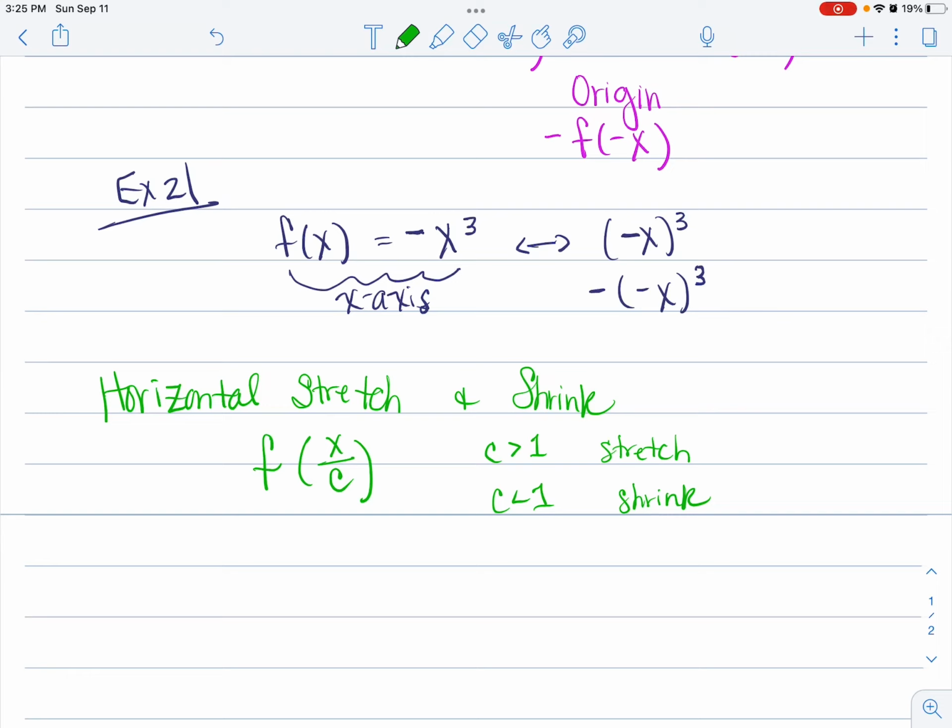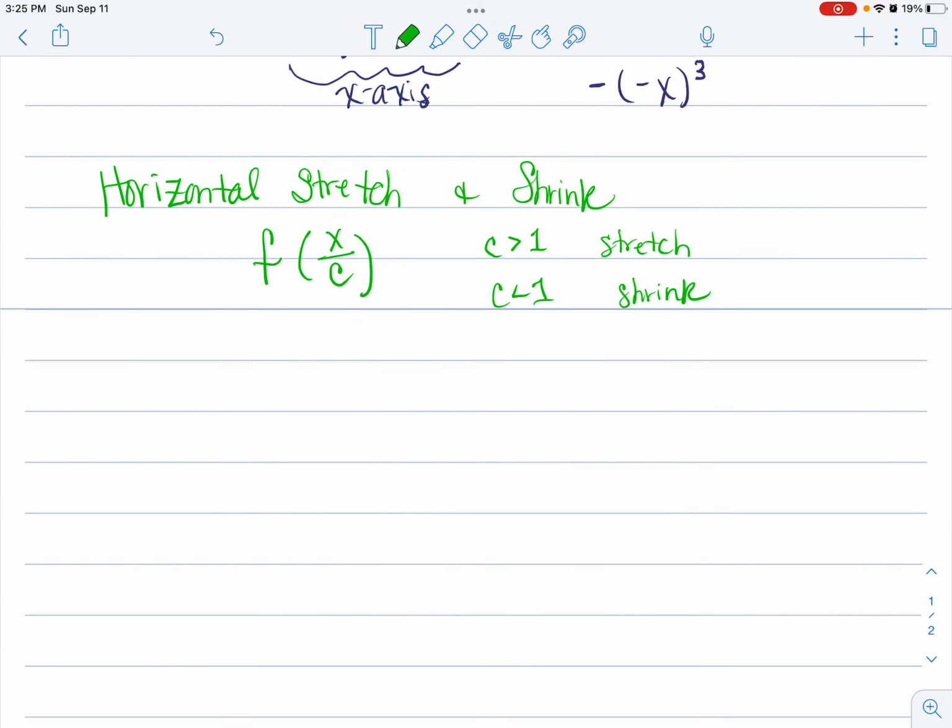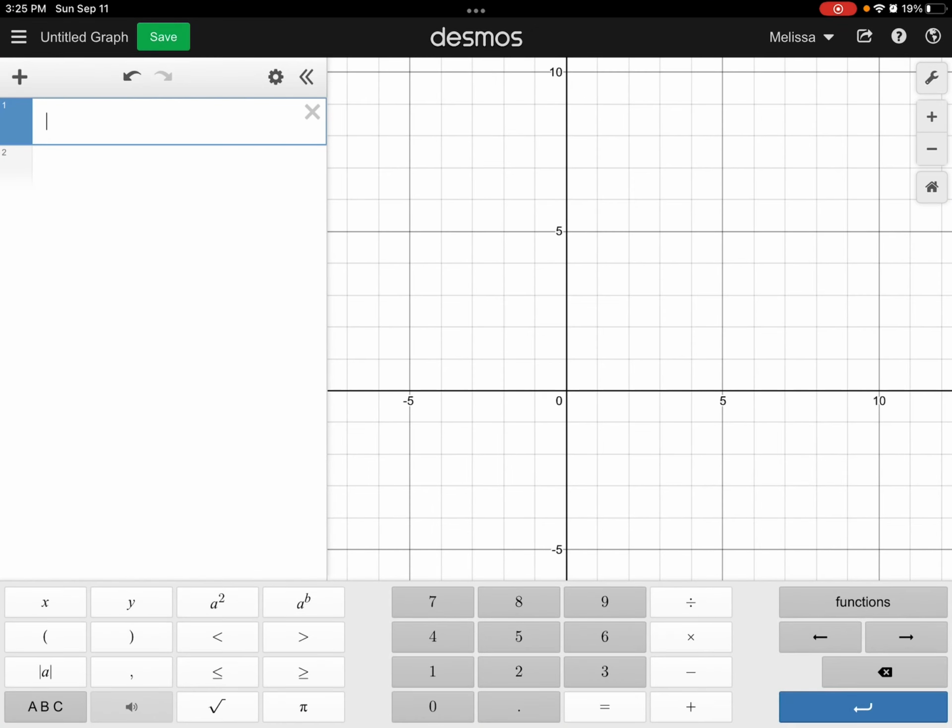So let's look, I don't know if this is again going to be another great example or not. So let's look at it graphically. Sticking to my cube function, if I said x to the third over 3, right? That technically would be a horizontal stretch, right? The number I'm dividing by is bigger than 1. So let's look and see what that looks like.